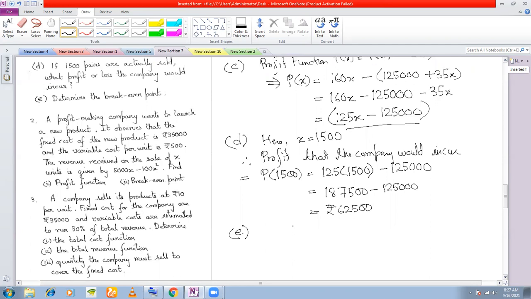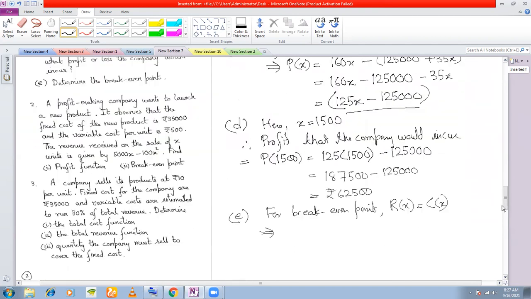Next question is, determine the break-even point. For break-even point, remember the definition: the total revenue function must be equal to the total cost function. Or you can also say profit function is equal to 0, any one. Okay, so here, what was the total revenue function? We found above it to be 160x.